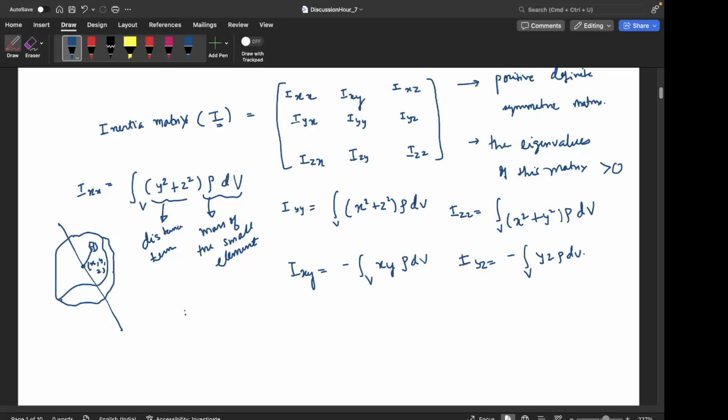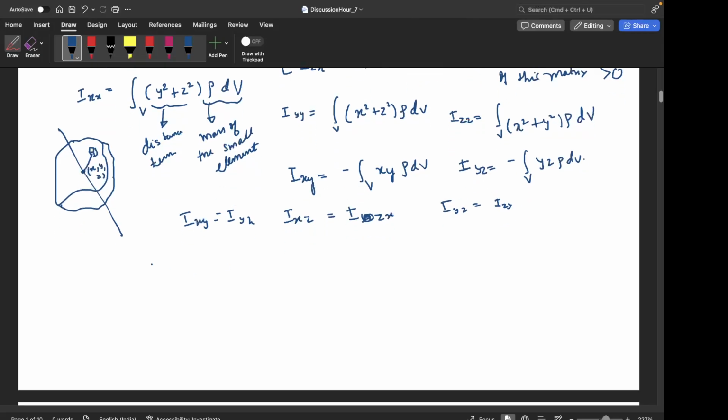You will see by using these expressions that Ixy is equal to Iyx, Ixz is equal to Izx, and Iyz is equal to Izy. Now the representation of the inertia matrix depends on the reference frame. So whenever you are using the inertia matrix, it must be specified in which frame the components of that matrix have been written.